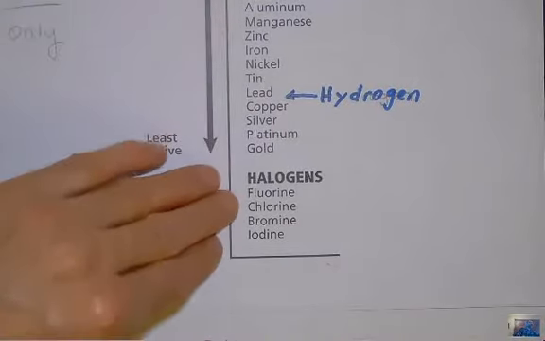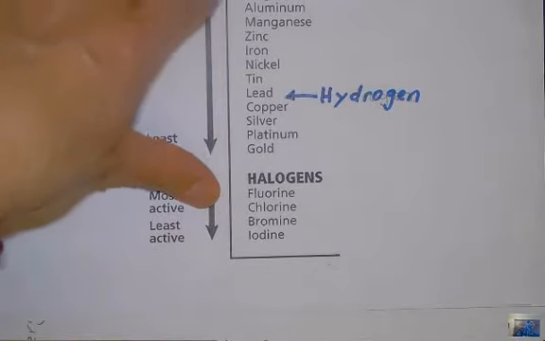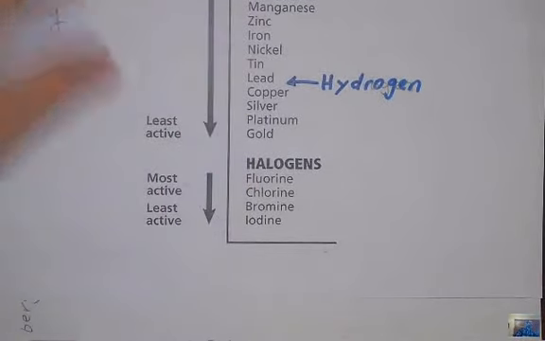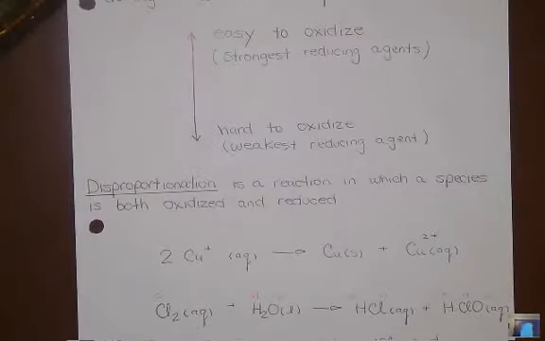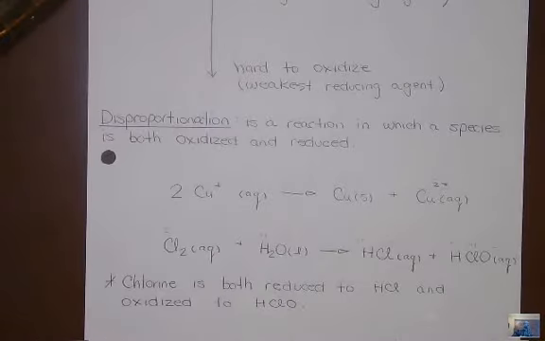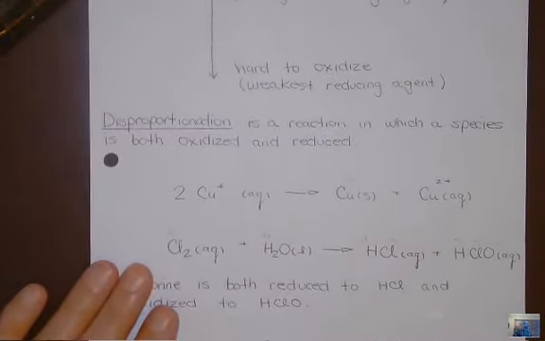But we're not going to use this as much as we're going to use another table that actually gives you the E0 for these reactions. So we can actually quantify them instead of just comparing them. Okay, this is kind of cool. This is the last topic here. And that is this idea of disproportionation.